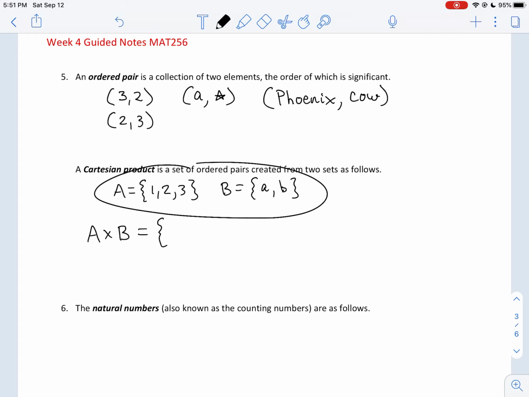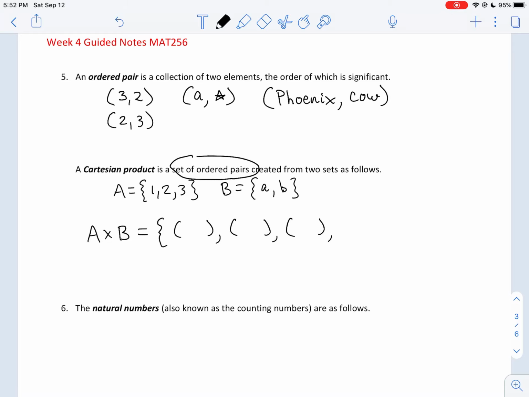So you take two sets, A and B. They could be the same, they could be different, they could be disjoint, they could have a non-empty intersection, meaning that they overlap. They could be whatever sets you want, it doesn't matter. A cross B is a set of ordered pairs. So every single element of this new set is going to be an ordered pair. Maybe a whole bunch of ordered pairs. We'll figure out how many there are in just a moment. It's a set of ordered pairs created from the two sets as follows.